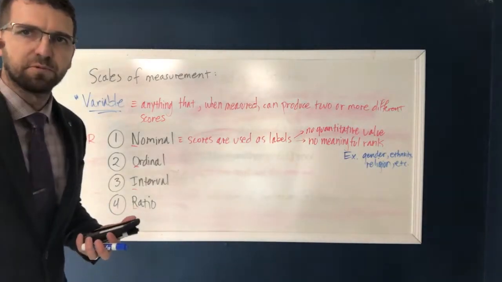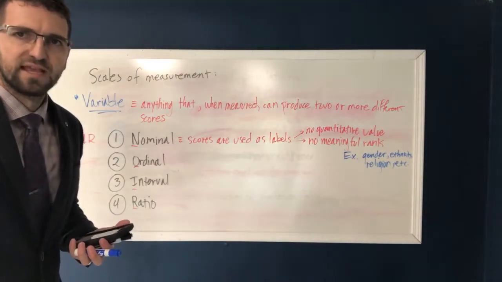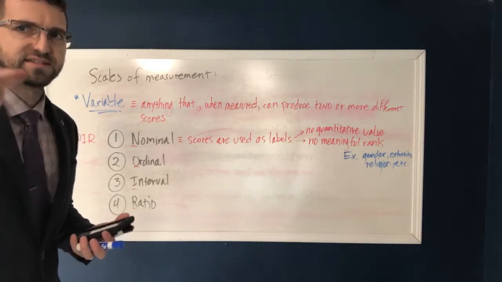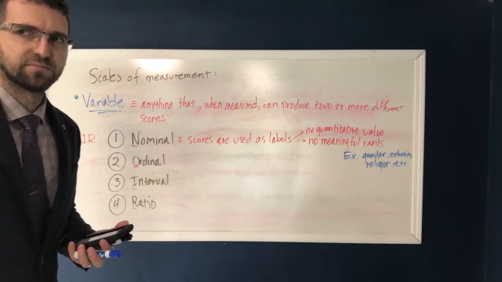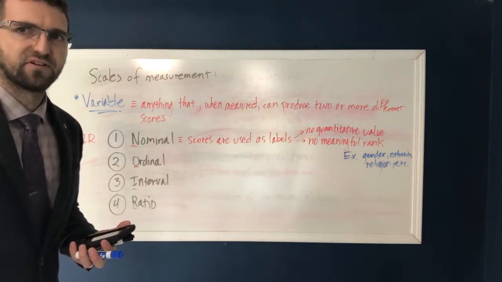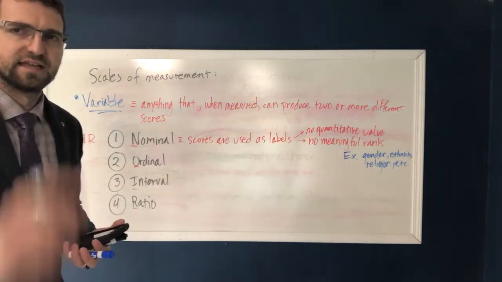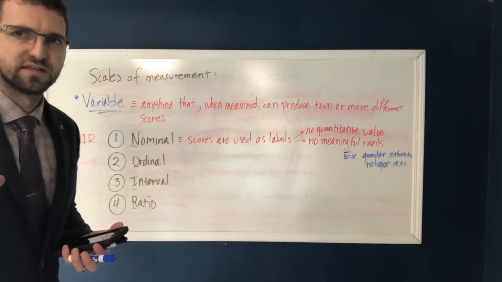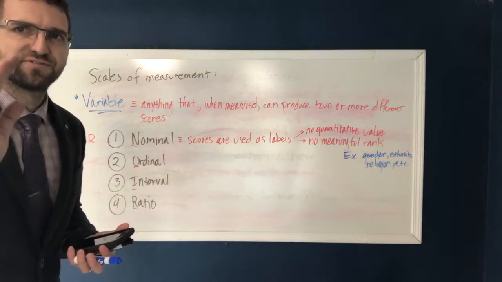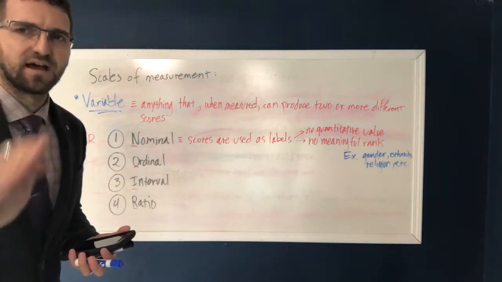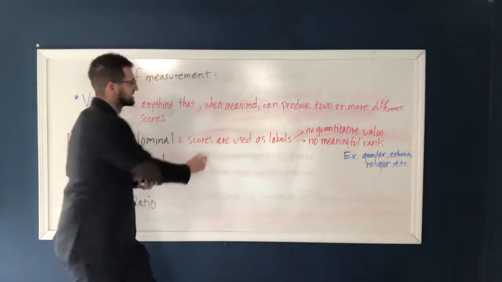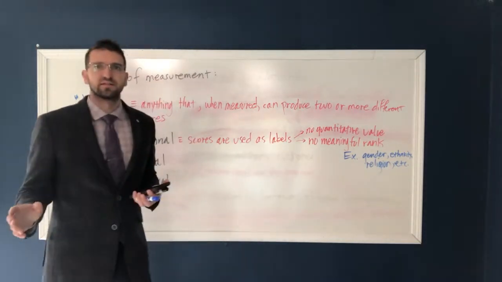Something to consider when we're talking about scales of measurement, there's a stepping down process. At every step, you're determining if the variable can go one step further. So we're first going to talk about nominal variables. Every single variable is at least a nominal variable. So for nominal variables, scores are used as labels.